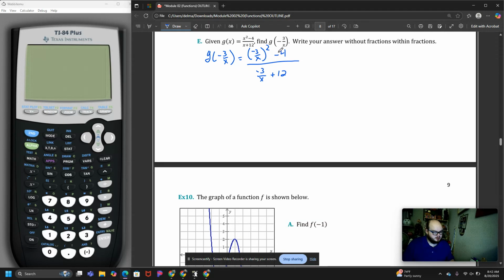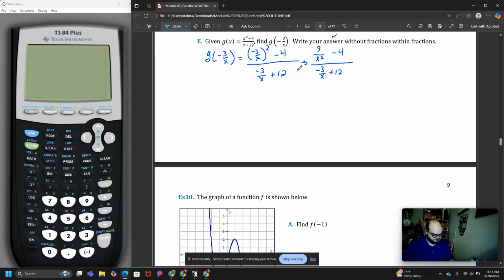So I'm going to have to go through here. Negative 3 squared is 9. x squared is x squared, minus 4, over negative 3 over x, plus 12. So all I had to do here was do my exponents. I've done my exponents, so I'm good on that part of the order of operations.